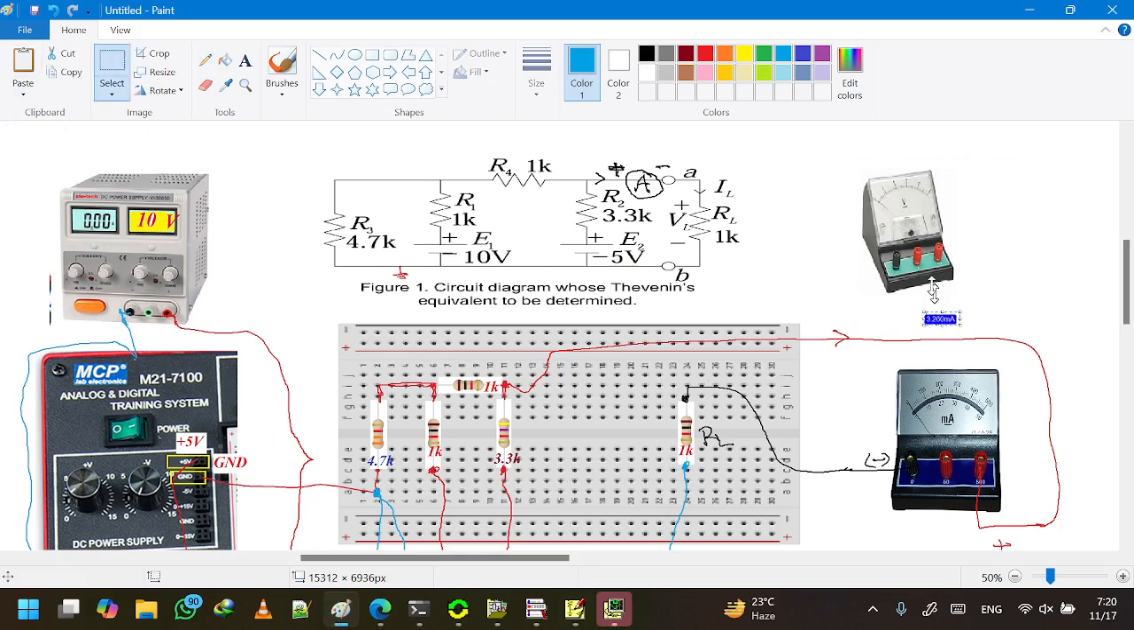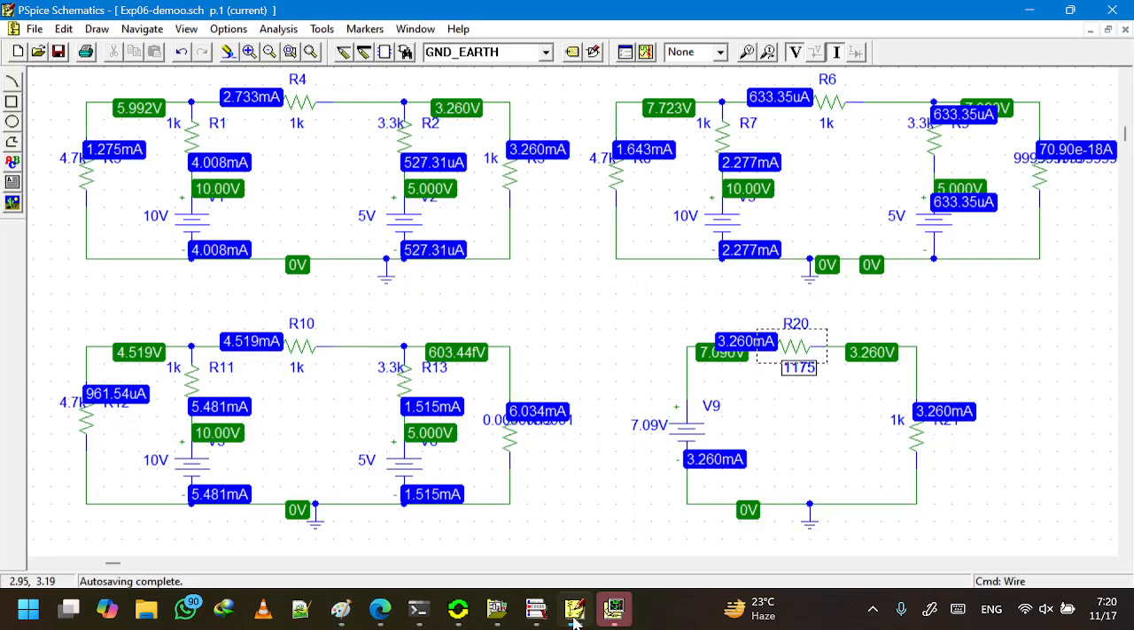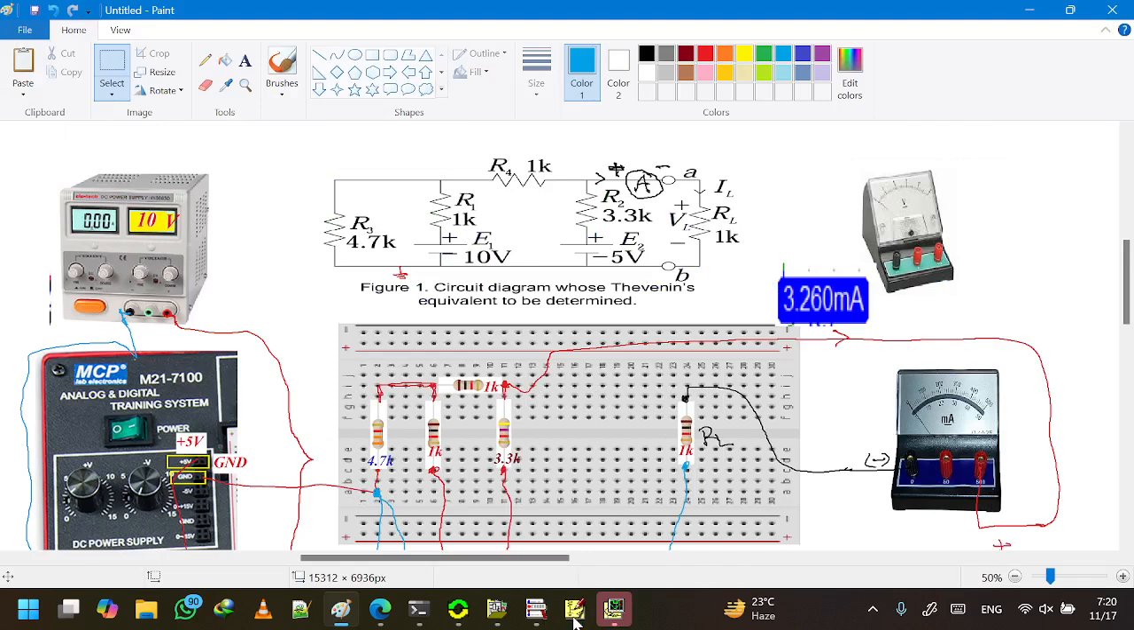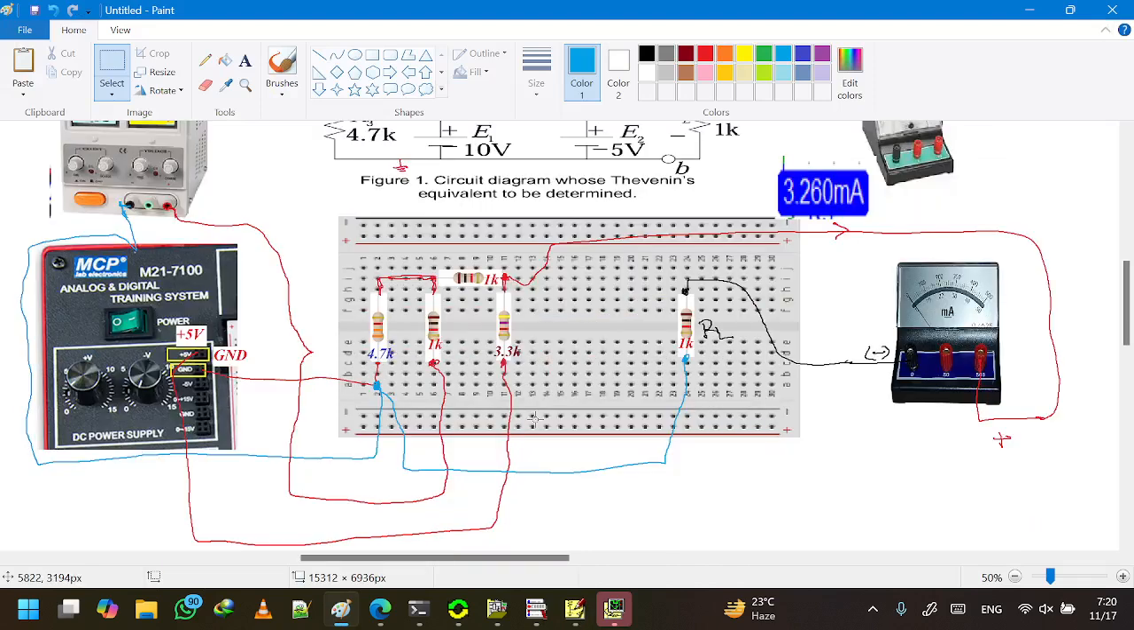Now if we want to measure the voltage, we can take a voltmeter or we can take the multimeter and make it in the voltage mode. We measure the voltage across this RL, which we will have 3.260 or whatever we have. So this is our circuit diagram for the first figure.